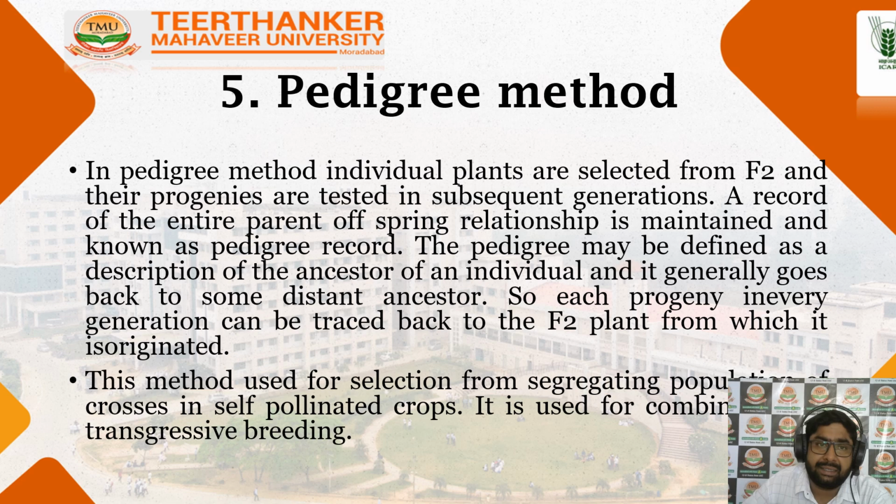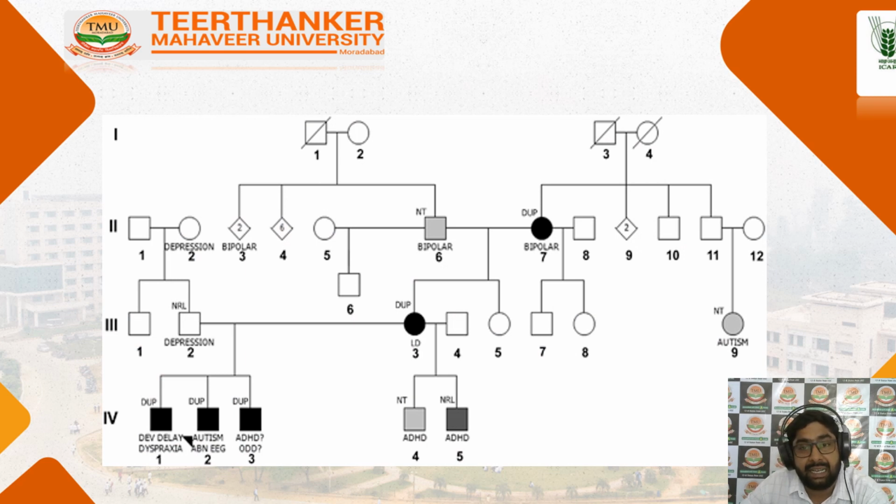Next is the pedigree method of selection. In this pedigree method, individual plants are selected from F2 and their progeny are tested in subsequent generations. A record of the entire parent-progeny relationship is maintained and known as the pedigree record. The pedigree may be defined as a description of the ancestors of an individual, and it generally goes back to some distant ancestor. So each progeny in every generation can be tracked back to the F2 plant from which it was isolated. That is a very good method, and that is the flow chart of pedigree selection.